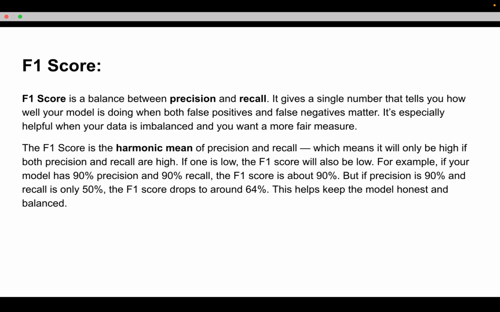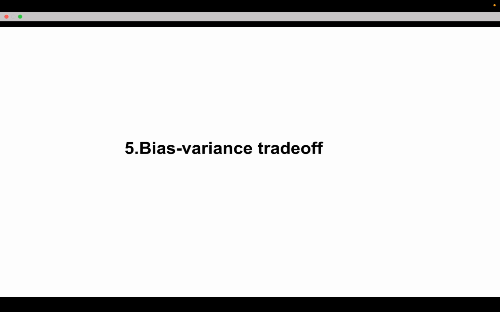So the F1 score is the harmonic mean of precision and recall, which means it will only be high if both precision and recall are high. If one of them is low, the F1 score will also be low. For example, if your model has 90% precision and 90% recall, the F1 score is about 90%. But if the precision is 90% and recall only 50%, then the F1 score drops to around 64%. This helps keep the model honest and balanced.